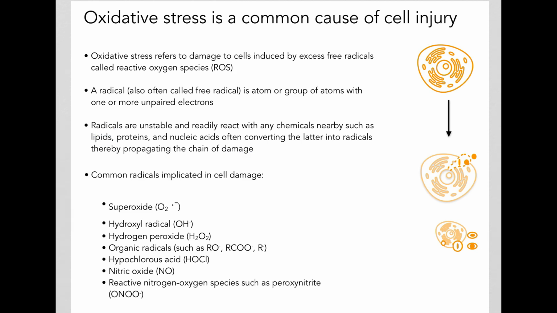Although there are many radicals that may form in cells in our body, there are some that are more common. These are the ones that are typically implicated in cell damage, and these include the superoxide radical, hydroxyl radical, hydrogen peroxide, organic radicals, hypochlorous acid, nitric oxide, as well as reactive nitrogen oxygen species such as peroxynitrite.